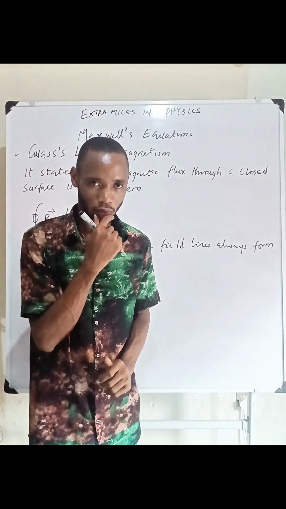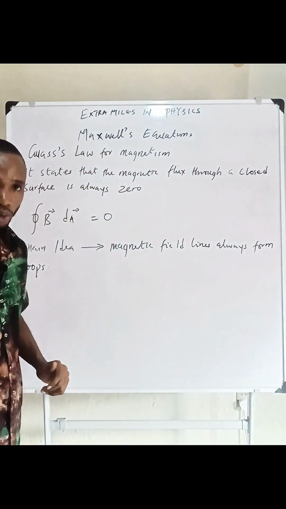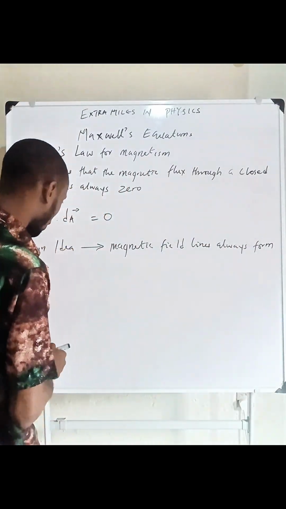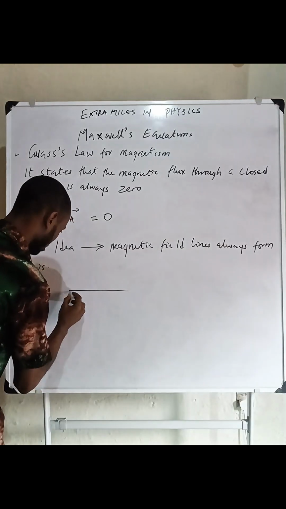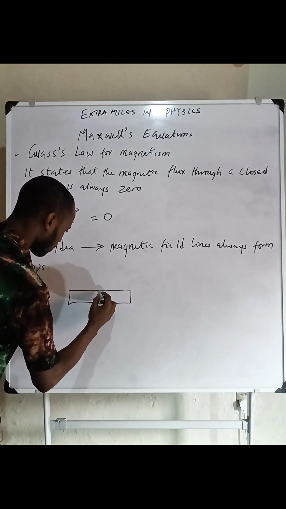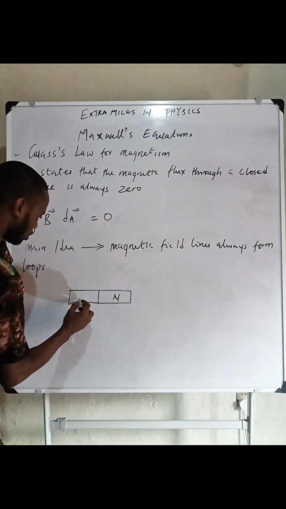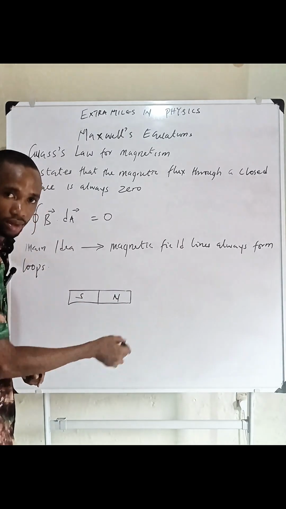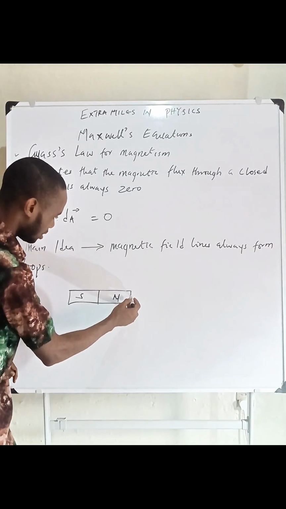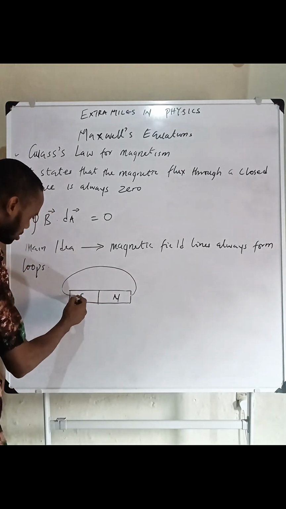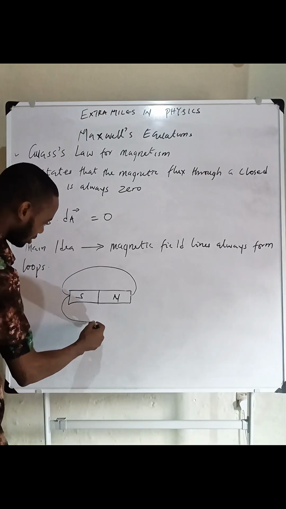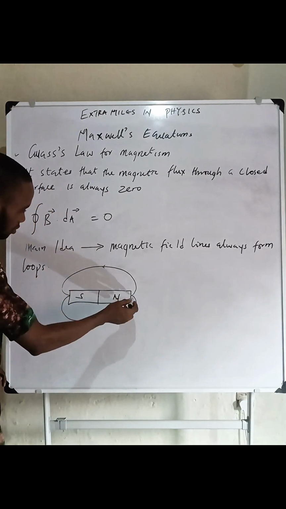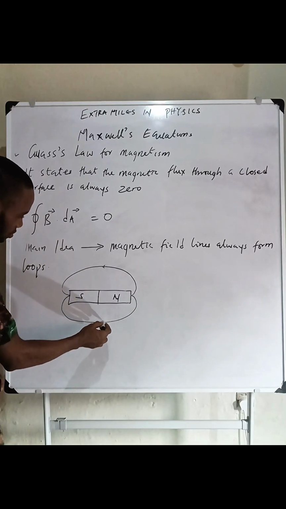Now, what do we mean by monopole? Remember that in a magnet, we have two poles, which are the north pole and the south pole. So let's say that we have a bar magnet here. Here is north, here is south. Now, if we were to draw the field lines, we have something like this. We move from north to south.